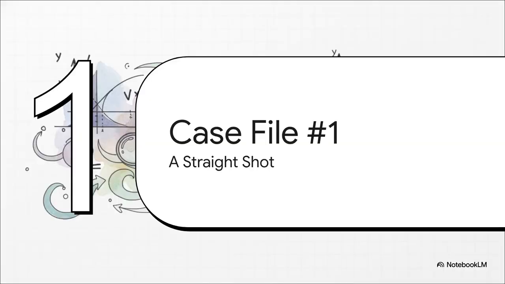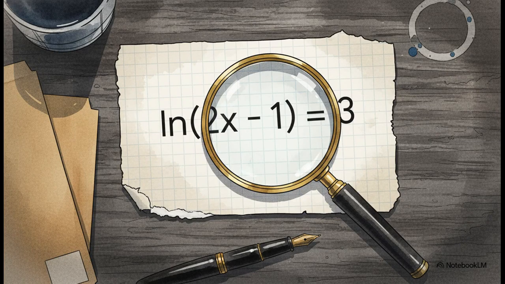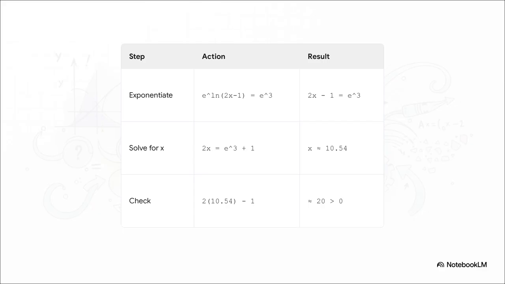All right, let's get our hands dirty. We'll start with our first case file. This one should be pretty straightforward. A perfect chance to see how our toolkit works in the field. Okay, here's our equation. The natural log of the quantity 2x minus 1 equals 3. Now notice the log is already isolated, so step 1 is already done for us. We can jump right into the action. So we exponentiate both sides using base e to cancel out that natural log. That leaves us with a much friendlier looking 2x minus 1 equals e cubed. A little bit of simple algebra gets us our answer. x is about 10.54.